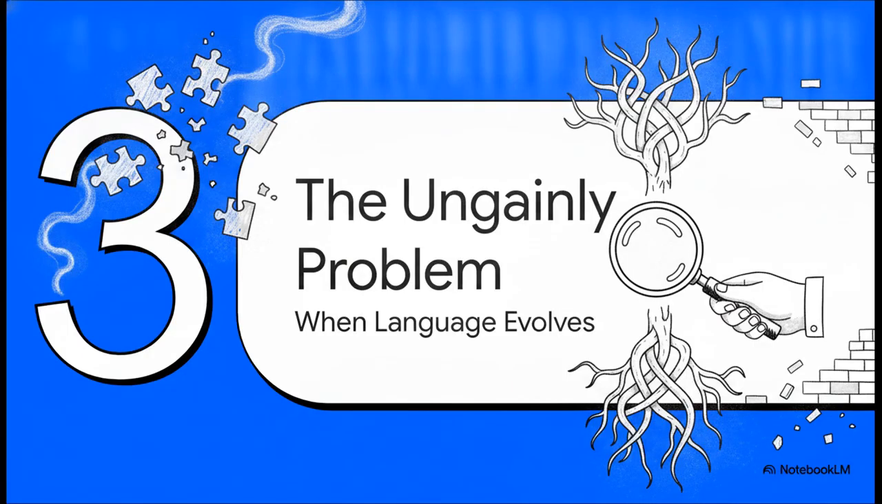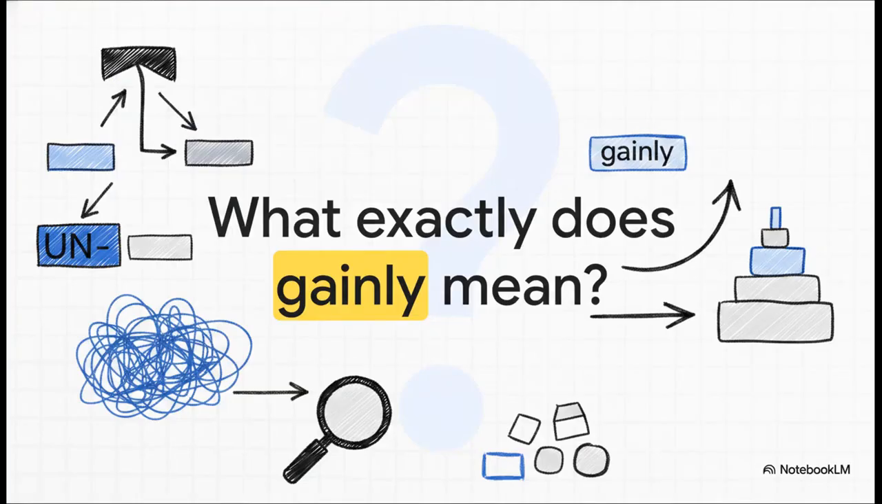Which brings us to part 3. The ungainly problem. When language evolves. Okay, let me ask you this. We all know the word ungainly, right? It means awkward or clumsy. But what exactly does gainly mean? Think about it. It's not really in common use anymore, and that makes figuring out its morphemes surprisingly complicated.